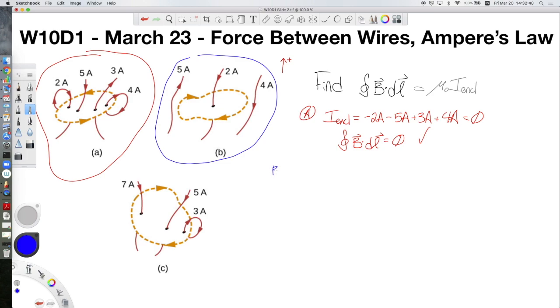In part B, using the same conventions, the only current that actually passes through our loop is the 2 amp current, and it passes through the loop going downward. So in this case, our integral of B dot dl is going to be equal to negative 2 amps times mu naught.